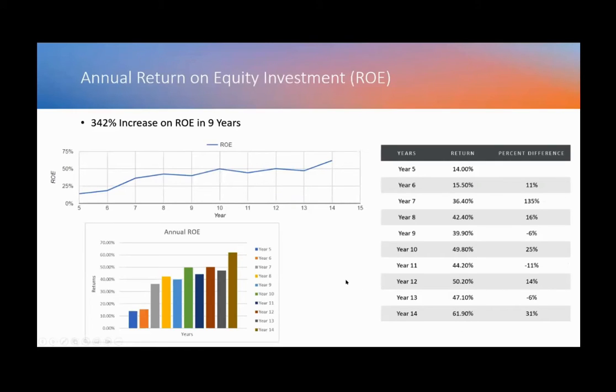The other analysis which I performed was the annual return on equity investment, or ROE. As you can see also on the very first graph, we constantly went up from year 5, and our year 10 was very strong for us. It helped us reevaluate our strategy as we were progressing. All of our managers in year 10 sat down together and we rethought our strategy in coming years to be the number one team. So with that being said, in those 9 years, from year 5 to year 14, we increased our ROE by 342%.